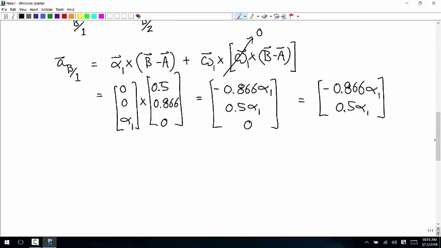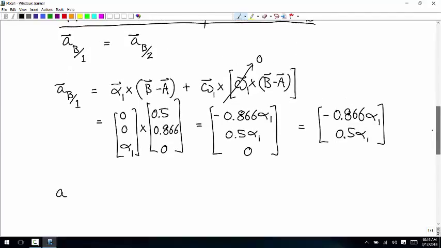Okay, so now how do we calculate the acceleration of B according to member 2? We have to use relative motion, right, because there's no fixed point. So we're going to assume that the center of mass is fixed and use the watermelon equation.